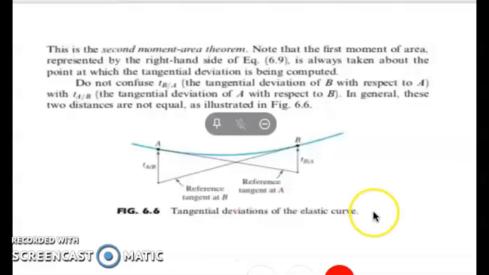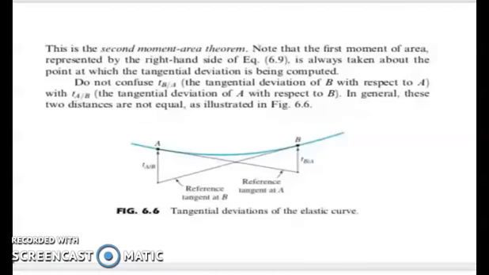So the tangential deviation of the elastic curve, if this is our point A, this is our point B, and we draw a tangent line from point A and draw a tangent from point B, that distance from point A towards this tangent line drawn from point B is the tangential deviation of point A with respect to B, and this distance from point B towards the tangent line drawn from point A is the tangential deviation of point B with respect to A.